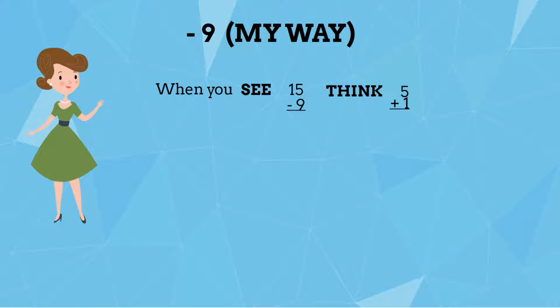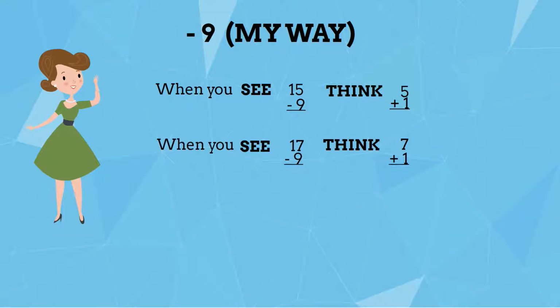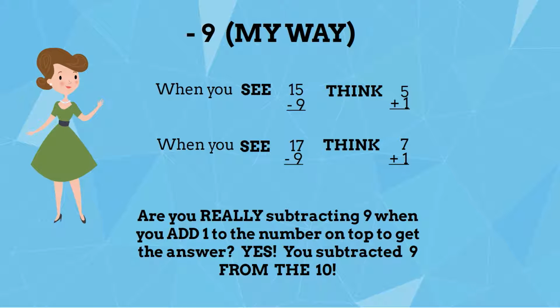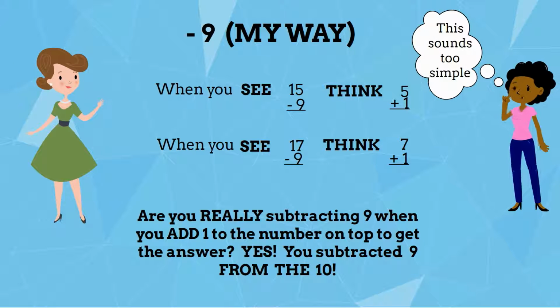When you see 15 take away 9, think 5 plus 1. When you see 17 take away 9, think 7 plus 1. Are you really subtracting 9 when you add 1 to the number on top to get the answer? Yes, you subtracted 9 from the 10.